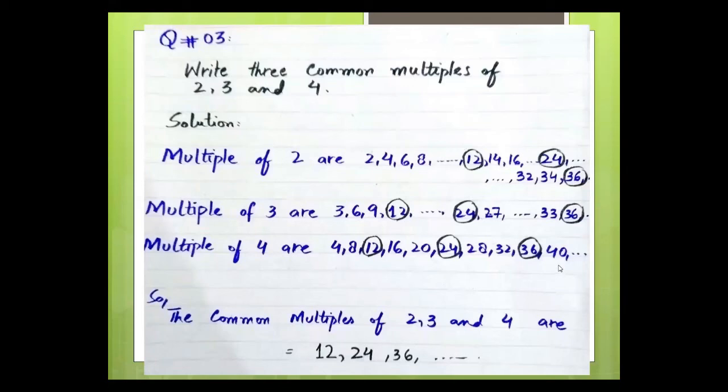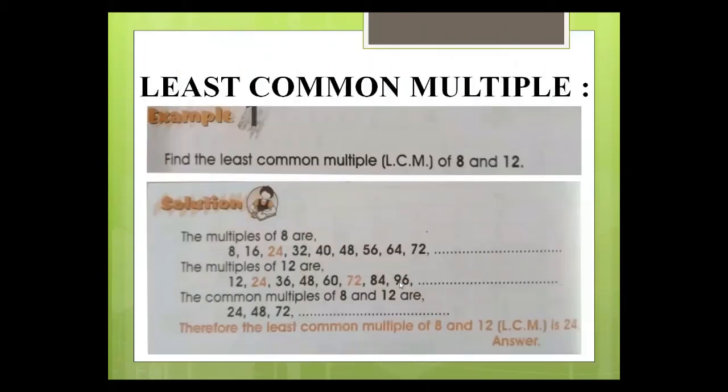Now, if you easily understand what a common multiple is, then you can easily find the least common multiple. Find the least common multiple of 8 and 12. For the least common multiple, we use the smallest one, which is called LCM. L stands for least, C stands for common, and M stands for multiple. For the LCM, you just list out the multiples of 8 and 12.